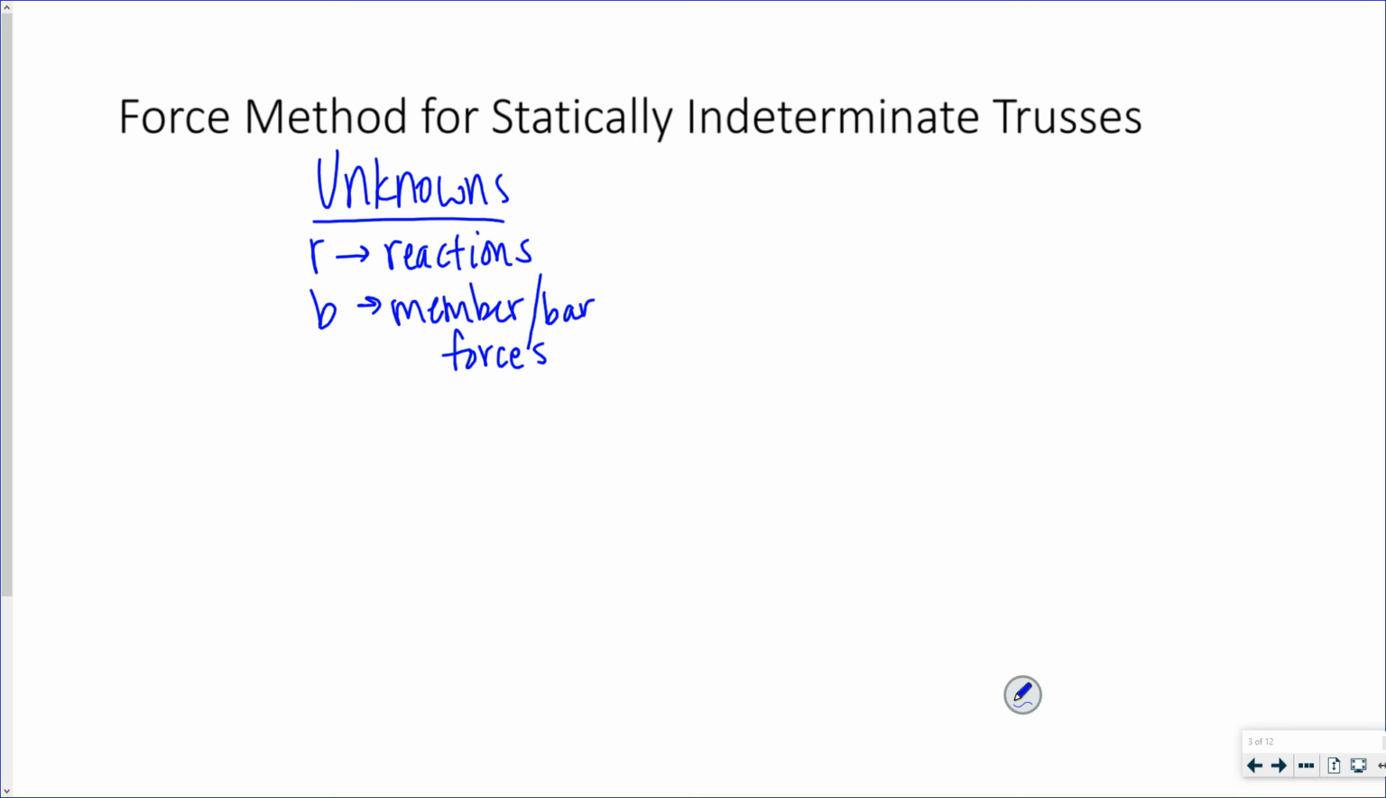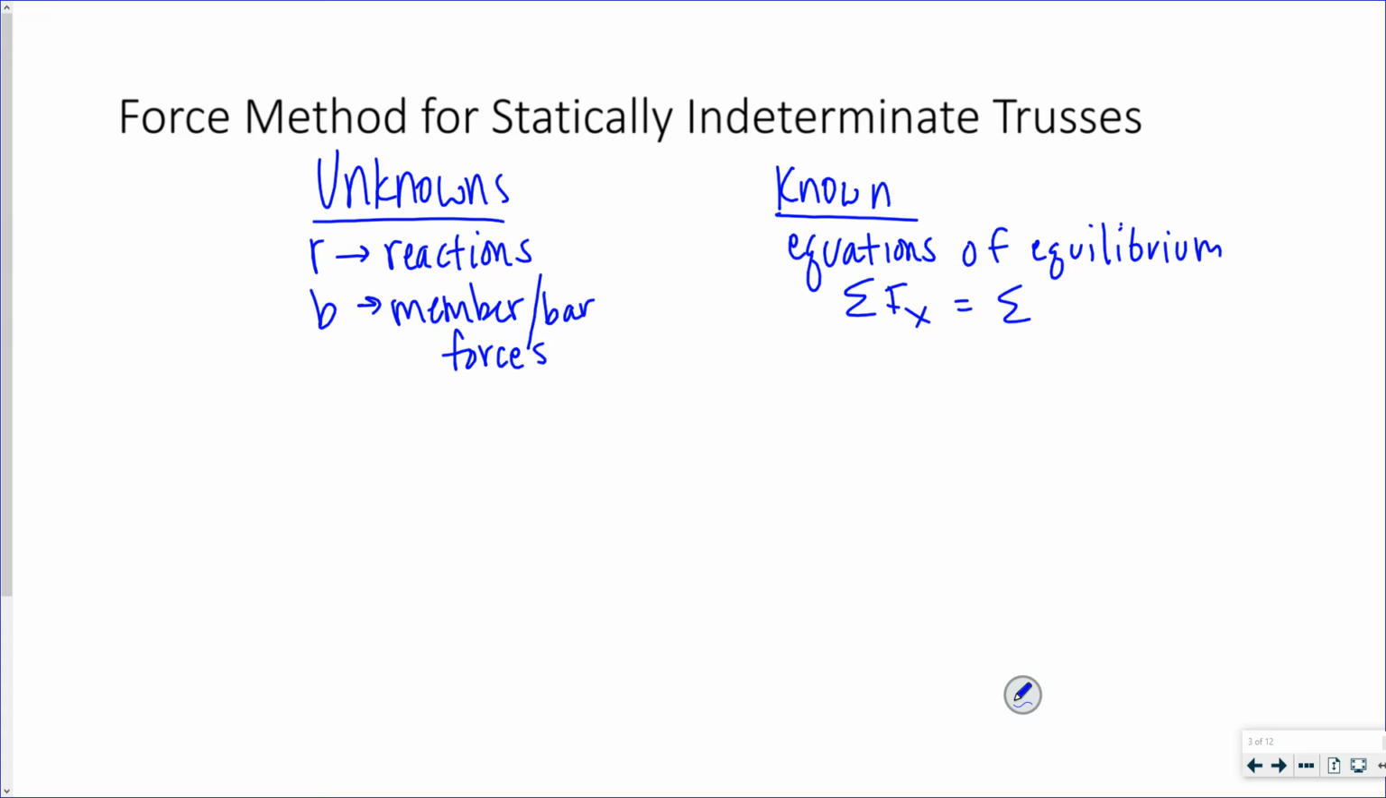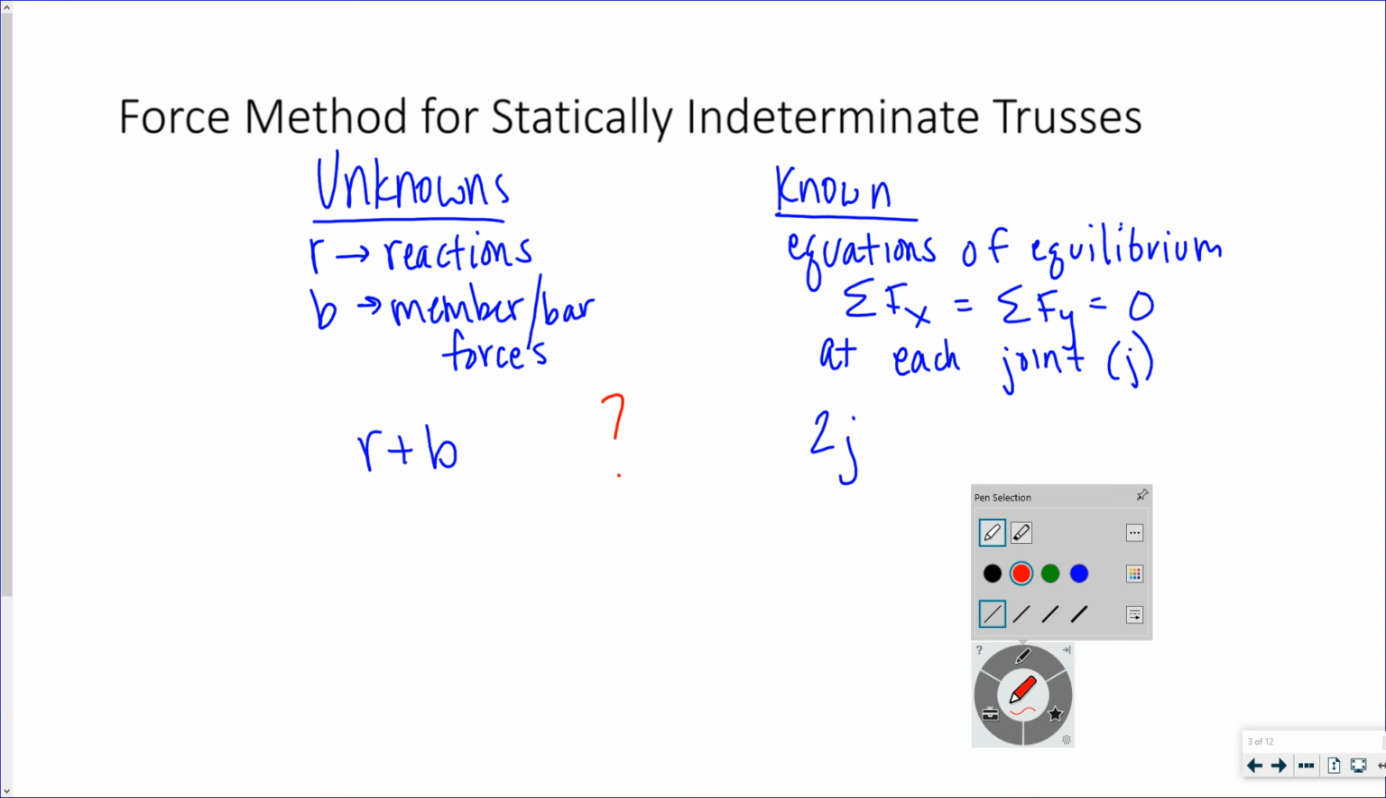What do we know? We have equations of equilibrium, right? We can solve the sum of the forces in the x and the sum of the forces in the y that equals 0 at each joint. So on the unknowns, I have R plus B, and on the knowns, I have two equations of equilibrium per joint, so 2J, right?